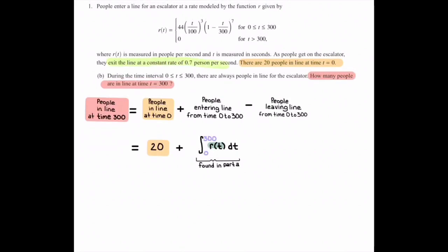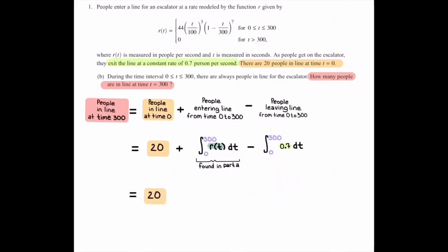A label of person per second indicates a velocity function. We will need to use this velocity function to figure out how many people are leaving from time 0 to 300. There isn't much to the velocity function for leaving. It's just the constant 0.7. So if we integrate that over the interval 0 to 300, we will find out how many people have left the line from time 0 to 300.